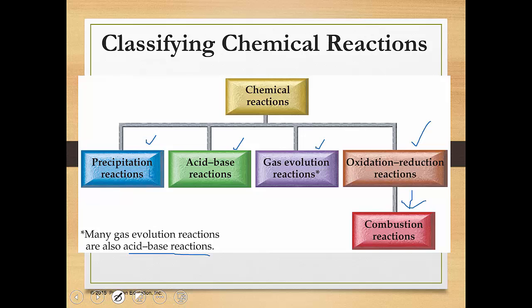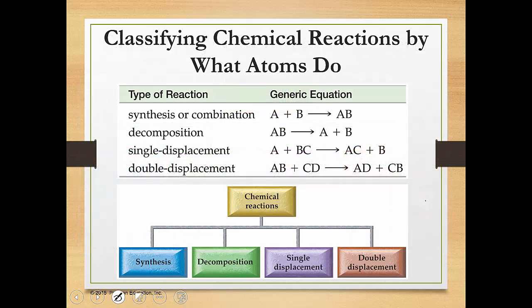So those are just types of chemical reactions, but what we can do is look at the reactions in more generic terms, in terms of what the atoms are doing. So we're not looking at specific types of compounds. We want to say, what is it if we have A, B, C, D, and they're doing whatever.